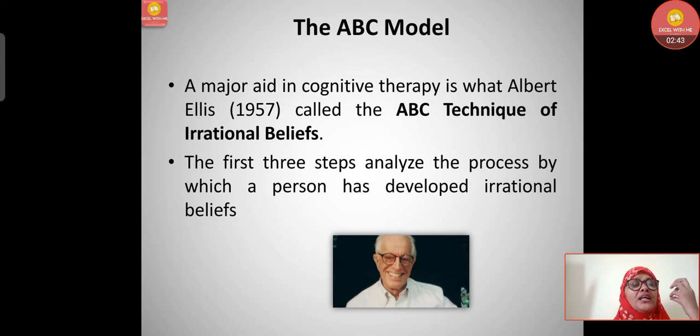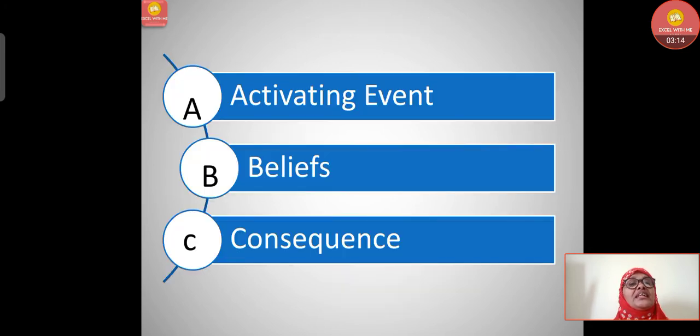Already in our mind, from generation to generation, a few concepts or assumptions keep coming continuously, such as that we can do everything. If we are not able to do something, we feel distressed, discomfort. So a few assumptions are such that they will lead to distress for the human being. The first three steps analyze the process by which a person has developed irrational beliefs. Let's see the three steps by which people have formed those irrational beliefs.